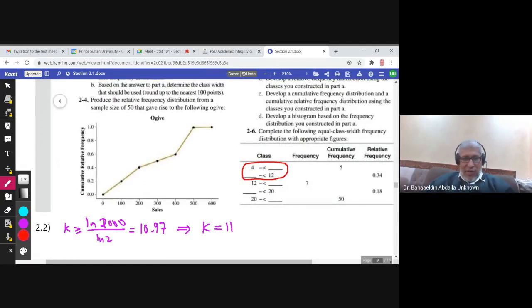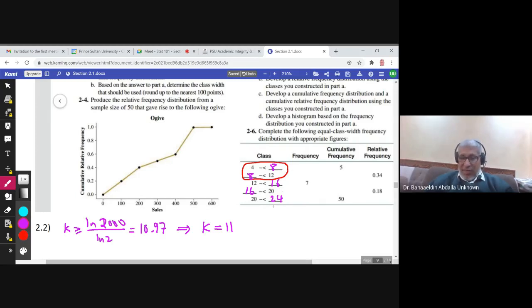So here you put 4 plus 4, 8. And this is again 8. From 8 to 12, from 12 you add 4, 16. From 16, you write again here 16. And 16 to 20, and 20 plus 4, 24.